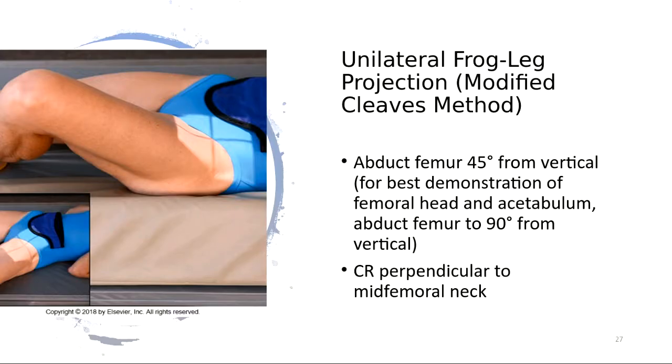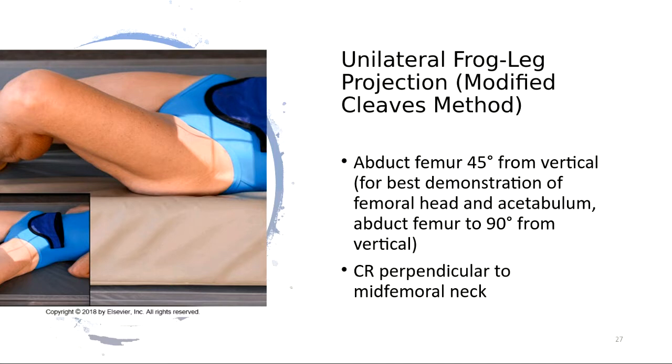And then we would also do a lateral of the affected hip, and this is found on page 287. Okay, this is also called a modified Cleaves, but remember, this is unilateral, meaning you're only doing one hip. When we were talking about the child, that was also a modified Cleaves, but that was bilateral hips when you're looking for developmental dysplasia of the hip or congenital hip dysplasia.